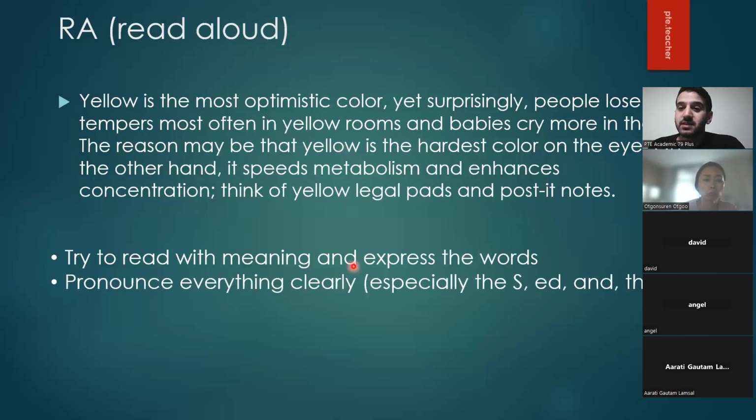Pronounce everything clearly, especially the S's, ED's, ands, thes. Because it's a computer. This computer will score us for anything that it detects. Let's take, for example, this part. It says it speeds metabolism and enhances concentration. So if I read it too fast, like "it speeds metabolism and enhances concentration," if it was an IELTS examiner sitting in front of me, they'd probably understand that I said the S, the and, but it was too fast. But this is a computer that is scoring us, so it will only score us for things it detects. So pronounce everything clearly. It speeds metabolism and enhances concentration.